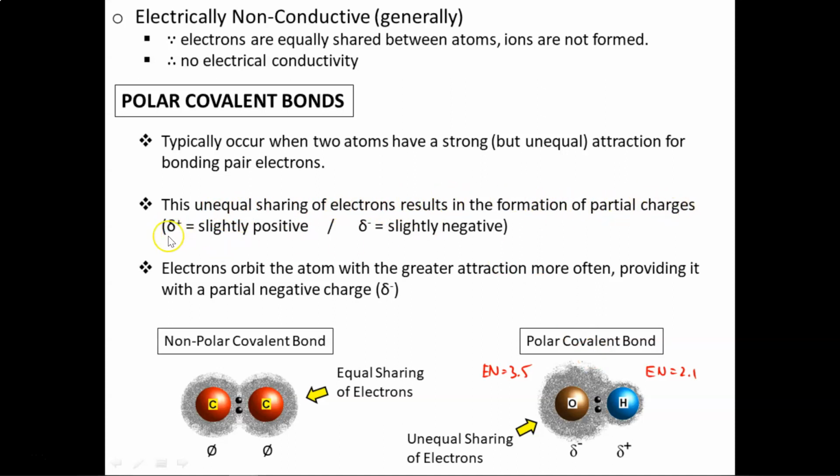This unequal sharing of electrons results in the formation of partial charges. So we use this lowercase delta, a Greek letter, for slight or partial. So slightly positive or partially positive, and slightly negative or partially negative. In such bonds, electrons will orbit the atom with the greater attraction more often, providing it with a partial negative charge. So in this case, the oxygen, because it has a higher EN value, will take the electrons, and electrons will spend most of their time around the oxygen and every now and then go back to the hydrogen. So the oxygen is not strong enough to completely transfer and rip the electrons off and keep them around itself, but at the same time it's not an equal share of electrons, so that's why we have a slightly negative charge for the oxygen and a slightly positive charge for the hydrogen.